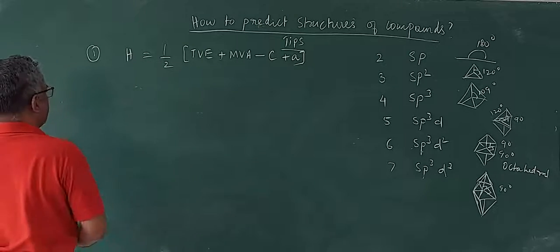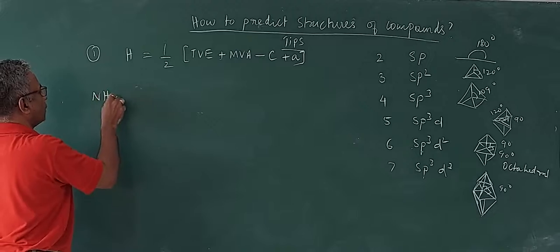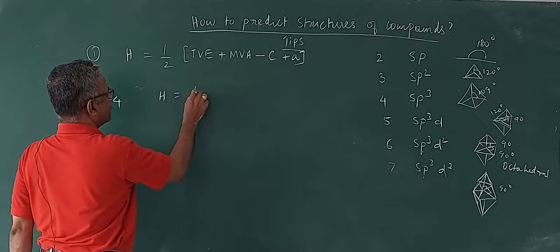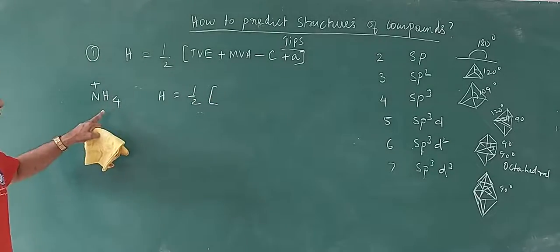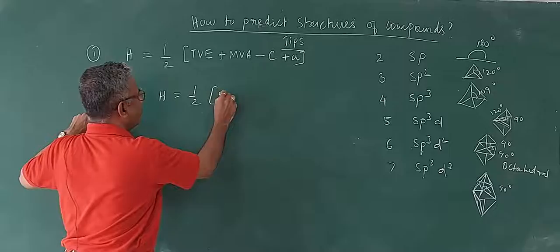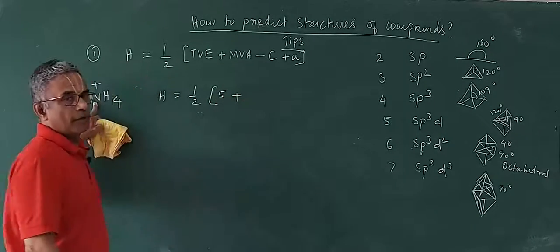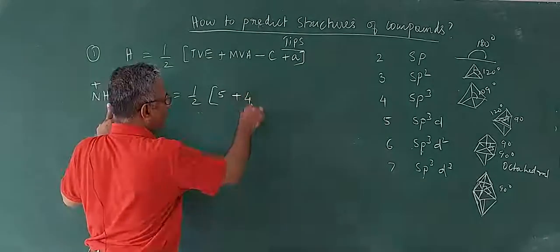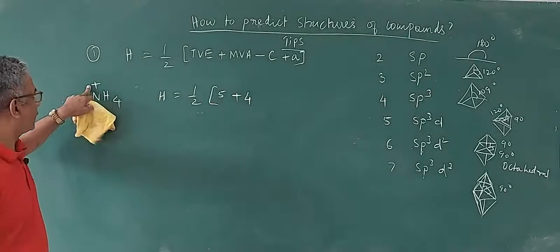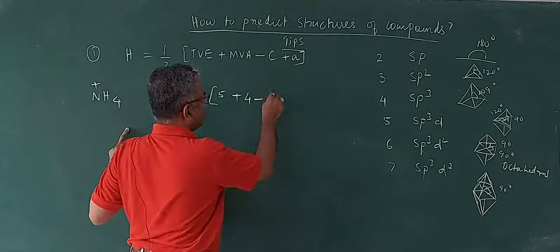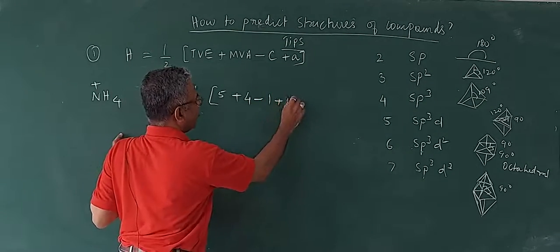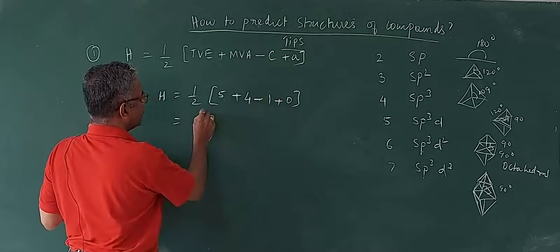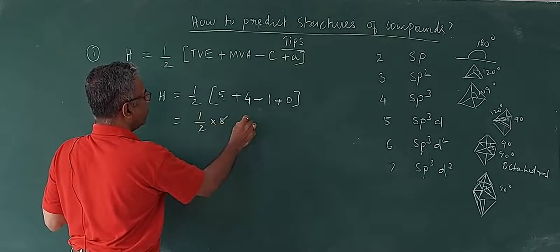Now let us take an example of an ion, say NH4 plus. Now for nitrogen, hybridization H is equal to half into the number of valence electrons of nitrogen, which we have already seen is 5, plus the number of monovalent atoms, hydrogen is monovalent, so you have 4 hydrogen, and then you have a cation of plus 1, therefore you have 1 cation which is to be subtracted, no anion, remember. So this will be 5 plus 4, 9, minus 1, 8. So that will be half into 8, which is 4.